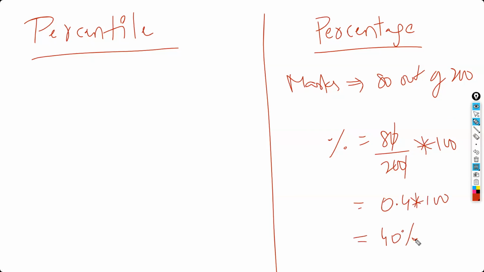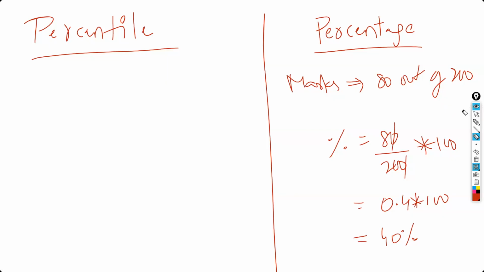If it is 80 out of 100, 80 divided by 100 into 100, the 100 cancels, and your percentage is 80%. If you got 80 out of 80, then what is your percentage? 80 divided by 80 into 100. 80 divided by 80 is 1, and 1 into 100 is 100%. So everyone knows how to calculate percentage, because from your childhood onwards, you are calculating your percentage for each and every subject.